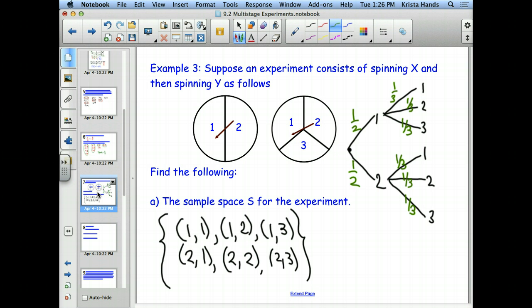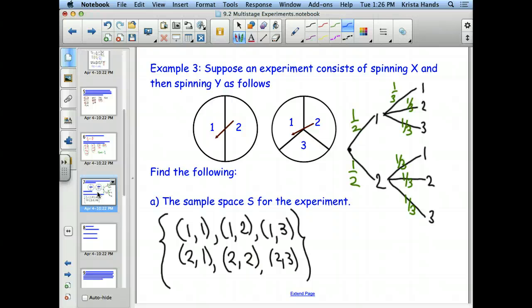So notice that this is very interesting because if you take a look at the end, this shows you exactly how many options there were. If you count them up, I've got 1, 1, 1, 2, 1, 3, 2, 1, 2, 2, 2, 3. There are 6 different final options. And down here in my sample space, I listed 6 different options of what could have happened. Okay, not a coincidence. That's really what's happening.